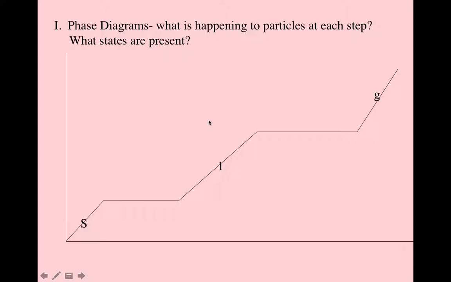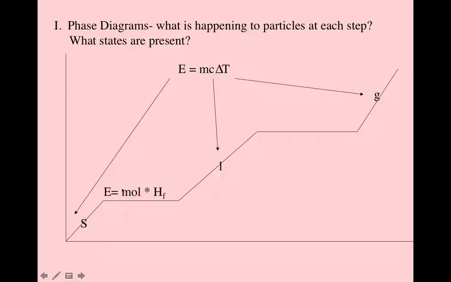Now, as far as energy calculations go, we want to know when to use each different method. First method I said was the E equals mc delta T equation. And so we'll use this when we have a solid, a liquid, or a gas, and we're changing its temperature. We can't use this for the flat lines. There we use either E equals moles times HF or E equals moles times HV, the heat of fusion here and the heat of vaporization up there at the top.